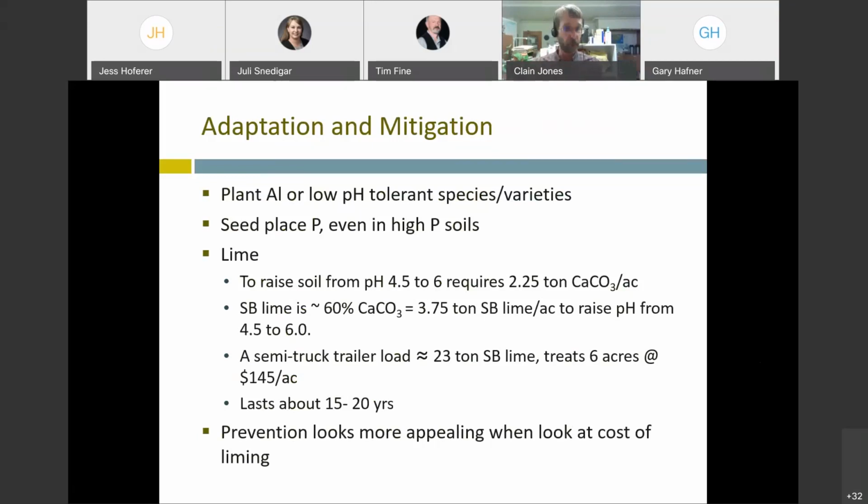Liquid lime should have similar benefits to lime. The biggest disadvantage is you're moving a lot of water around. So actually hauling costs can be more per ton. It's probably much more expensive to buy liquid lime than to buy sugar beet lime.